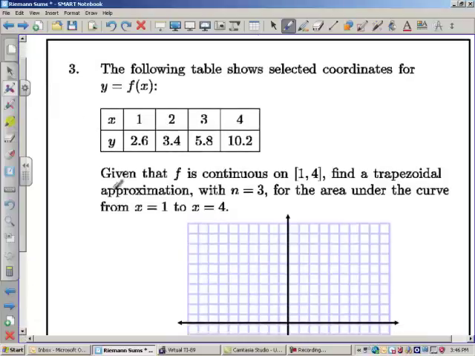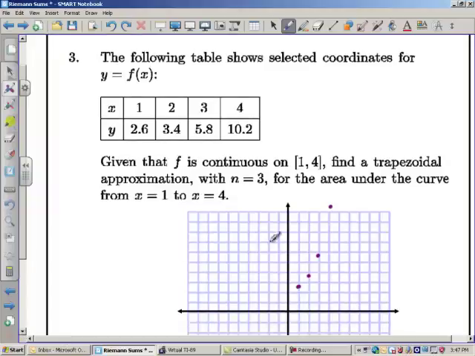And the trapezoid, I didn't even give you an equation. We just got a table of values. So I'm going to go ahead and plot these points. X equals 1, y equals about 2.6. X equals 2, y equals 3.4. X equals 3 up to 5.8. And then x equals 4 all the way up to 10.2. Now what we're going to do is we're going to use a trapezoidal approximation.